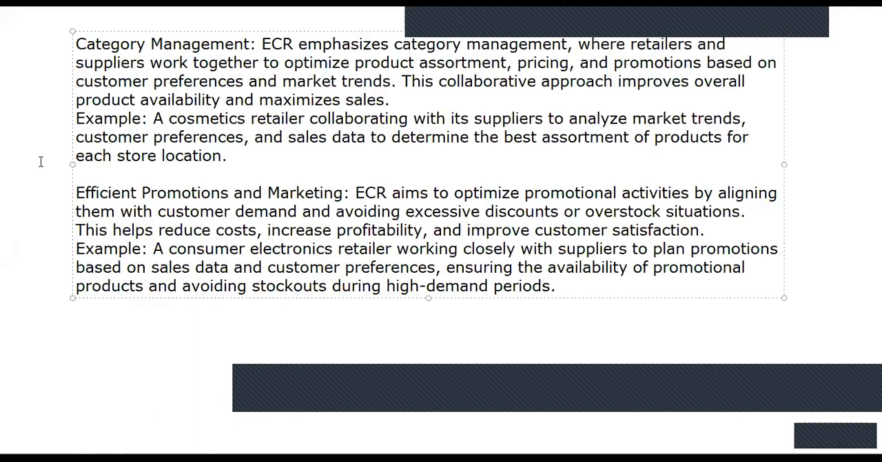The other two ways in which ECR can be improved are as follows, with examples. We could have category management. ECR also emphasizes category management, where the retailers and suppliers work together to optimize product assortment. Here, they will also ensure that the pricing and promotion are based on the preferences of the customers and the market trends. This collaborative approach will improve overall product availability and maximize sales.